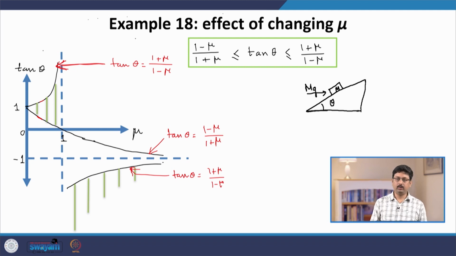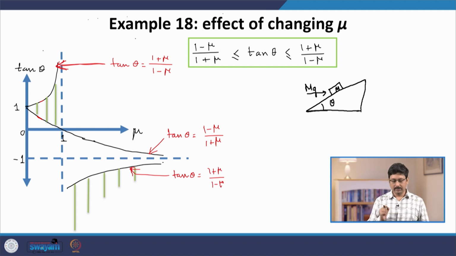Then what happens when mu equals 1? This inequality shows that tan theta goes to infinity. Tan theta is infinity when theta is pi by 2. That is a completely vertical case. So that means any value of theta from 0 to pi by 2 is possible if mu is 1.